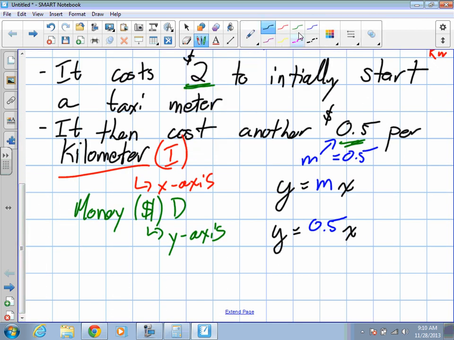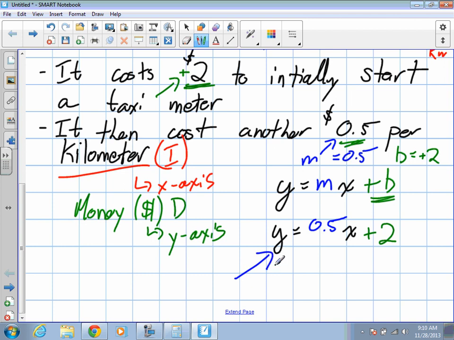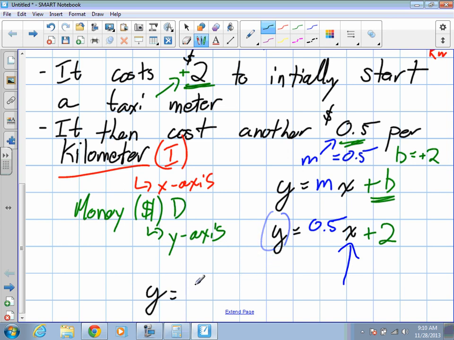So for partial variation, the formula changes a little. We add a b, it's called. Okay? And this is known as the y-intercept, so where we start. So what is our y-intercept? We just said it. At 2. So it's a positive value of 2. So our b value is equal to positive 2. So we're going to replace b with plus 2. And this equation will tell us how much money we owe depending on how far we travel. Okay, so we've just created an equation for above. y is equal to 0.5x plus 2.